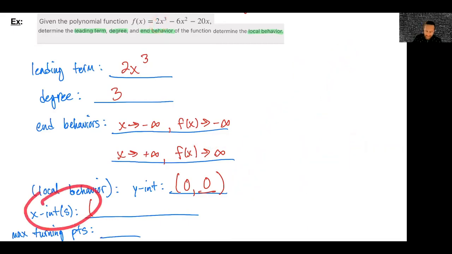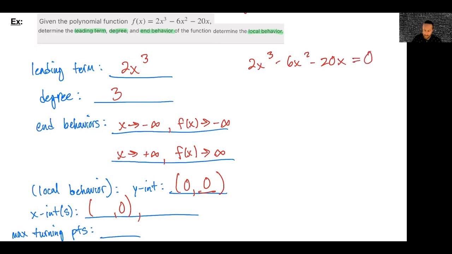How do we find those x-intercepts? We let y be 0. And we'll see how many there are if there's more than one. We'll go up here, we'll let our y be 0, and we will solve this. So I will take my 2x cubed minus 6x squared minus 20x, and I will set it all equal to 0.